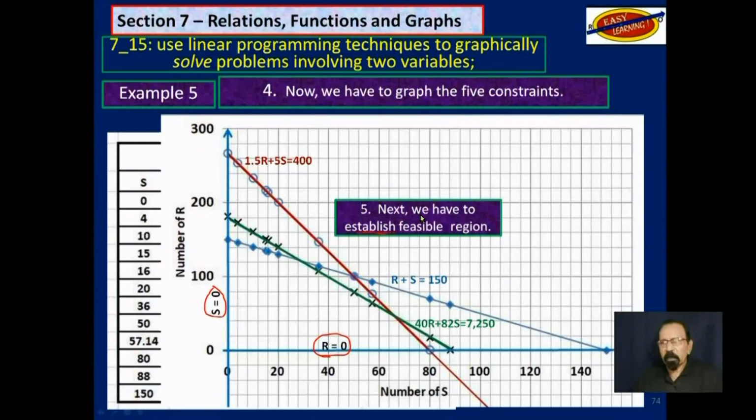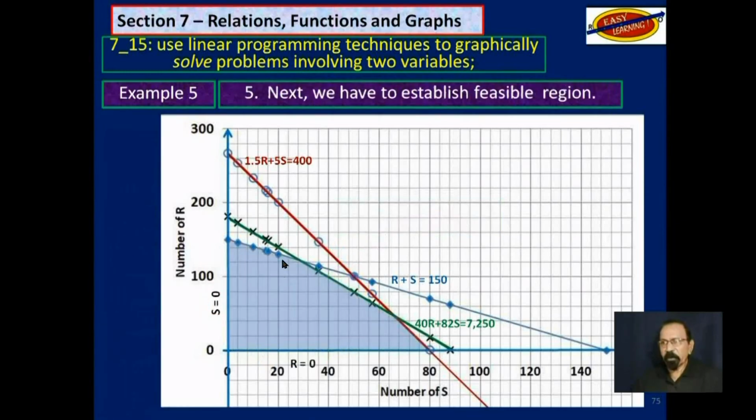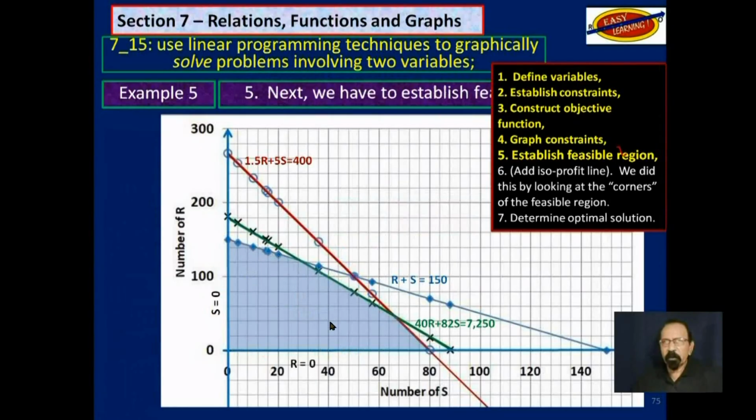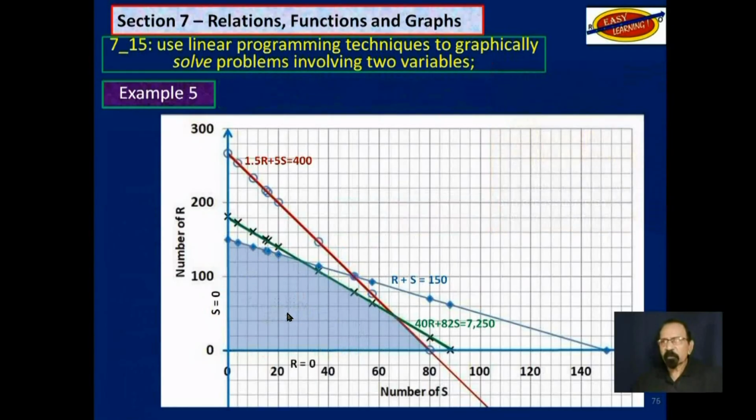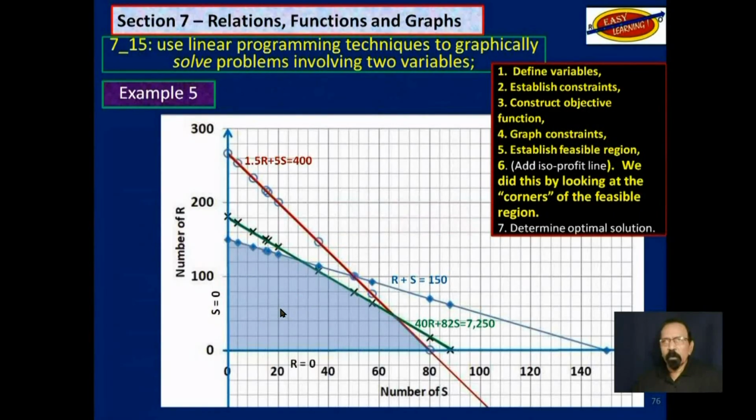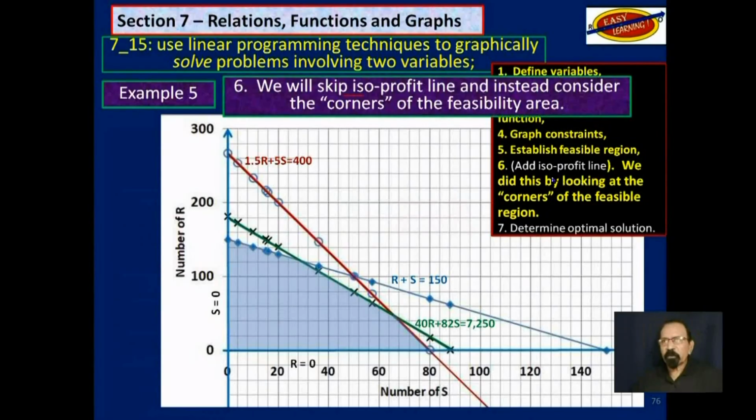Now, where is the feasible region? This area here, in here. So we will shade that feasible region. So we establish this feasible region. Next, we will have to determine where we will have the best or the most profit. We will skip the ISO profit line and instead consider the corners of the feasibility area. It's a little harder to use the ISO profit line. So we will use the easier method, the corners of the feasibility area.